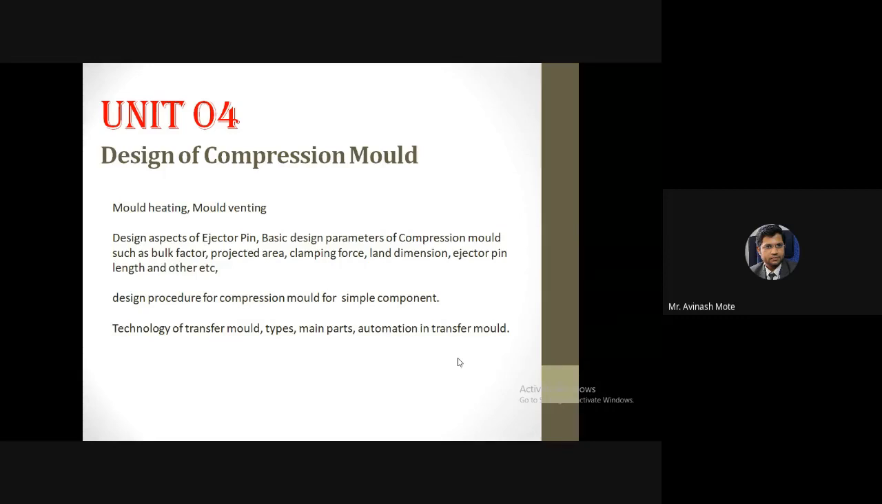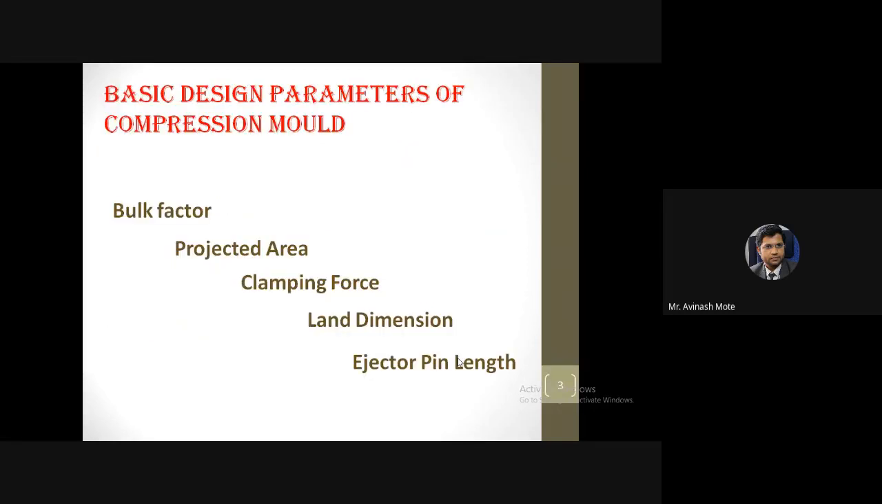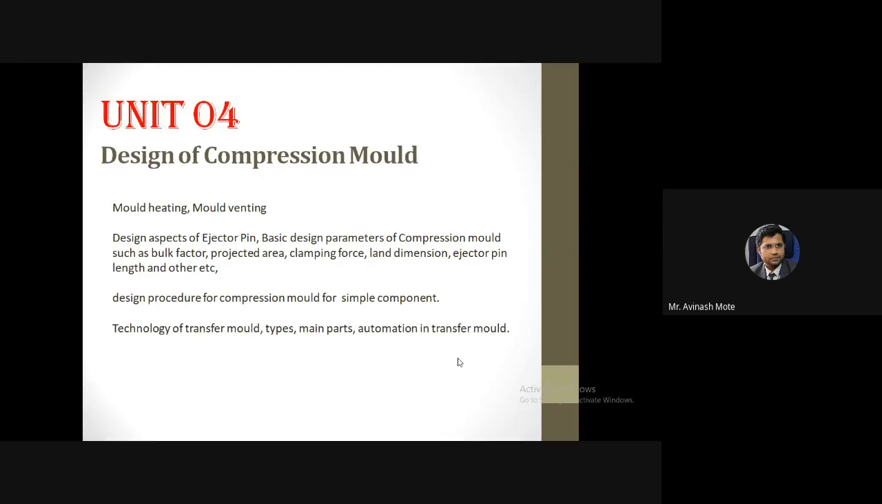For compression molding, we will see the factors required for the design, and then we'll see simple component designing for the compression mold process. The designing part is not so complex. Understanding the elements which are part of that designing process is important, the elements which have an effect on the design. So we have started with mold heating and mold venting, the primary two parameters. That's the reason we studied mold heating and mold venting.